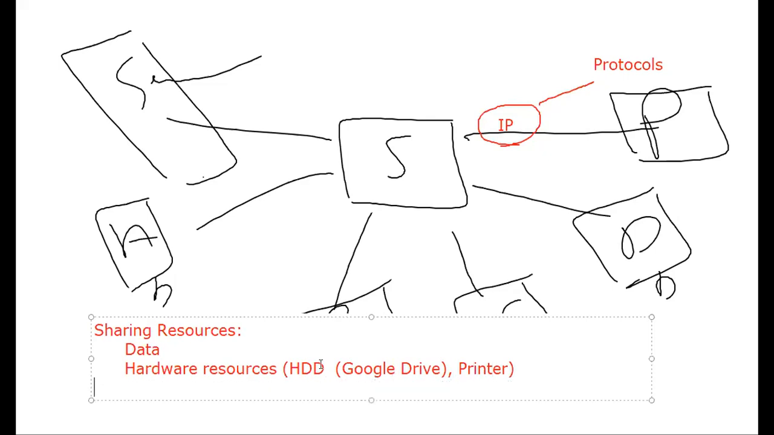So resources can be hardware resources, of course. Resources can be software. We can share software with our friends, colleagues, students, lecturers, and so on. And resources can be the internet. I simply turn on the hotspot of my mobile because I would like to share my internet with the computer. So I'm creating a network to share a resource which is called the internet. So the main purpose of networking is sharing resources: sharing data, hardware, software, and internet. That's the main purpose of the network.